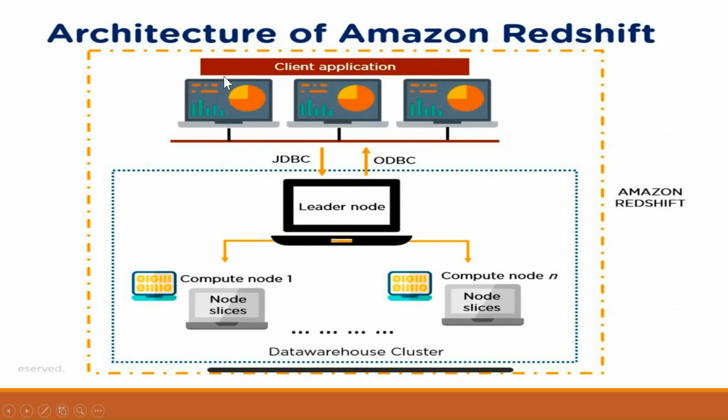As you can see, this is the architecture of Amazon Redshift. Here you can see this is the client application, this is the leader node, and these two are the worker nodes.